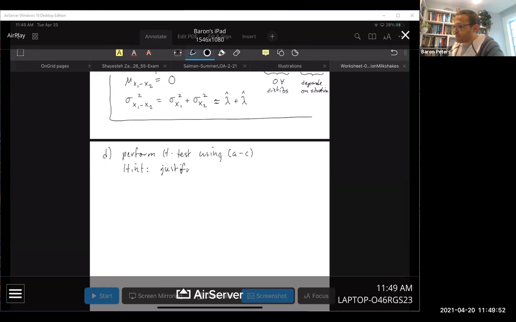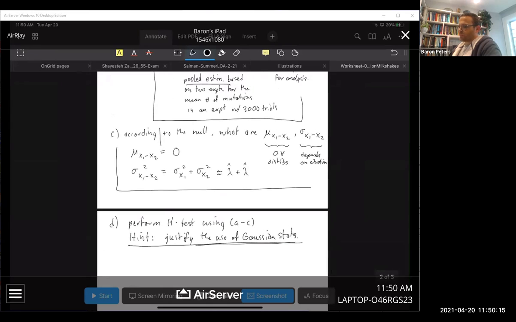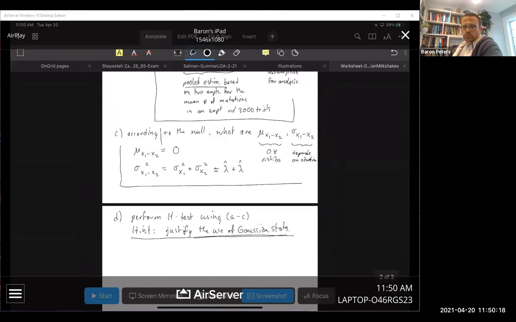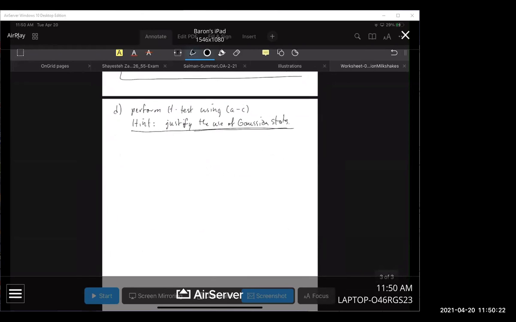We're going to need to justify the use of Gaussian statistics. Okay, you can see I was really feeling very generous here. I might ask you guys to just know to use Gaussian statistics, but I seem to have made this one a little bit easier. Okay, so the key thing here, why can we use Gaussian statistics for this problem? Is it because of the high number of data points?